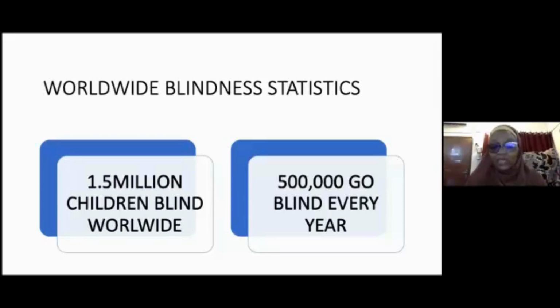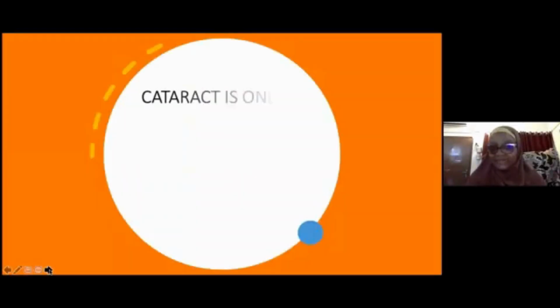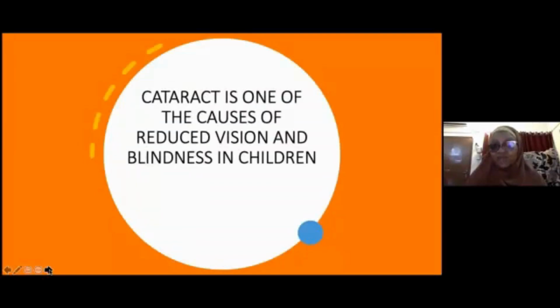And if you take this figure and divide it by a timeline, it holds that every minute a child in the world goes blind. And so if we were all sat here, we had this webinar for 1 hour, it means that between now and the end of the webinar, 60 children would have gone blind, 60 more children all over the world. So blindness is a thing we really should be talking about, and so it is apt that we're here to talk about one of the causes of blindness in children. So cataract is one of the causes of reduced vision and blindness in children.